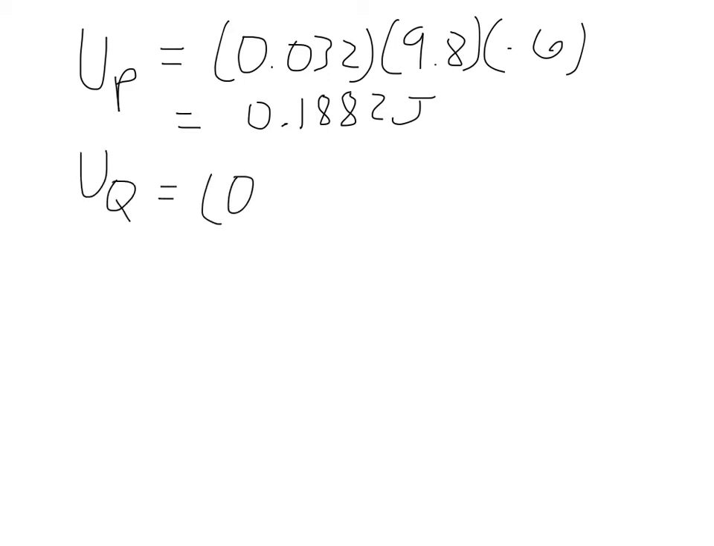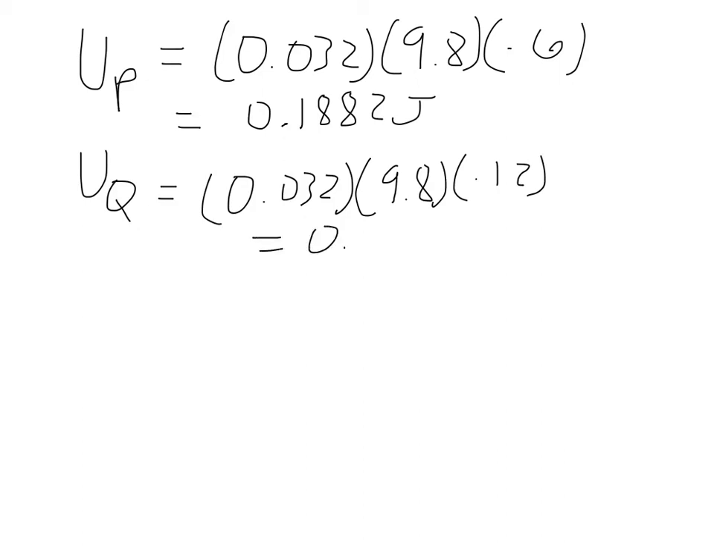Moving on to the same thing for Q, the potential energy at Q. Now it's going to be the mass, 0.032 times 9.8 multiplied by the height at Q, which is going to be r, or 0.12. And now we get a potential energy equal to 0.038 joules.